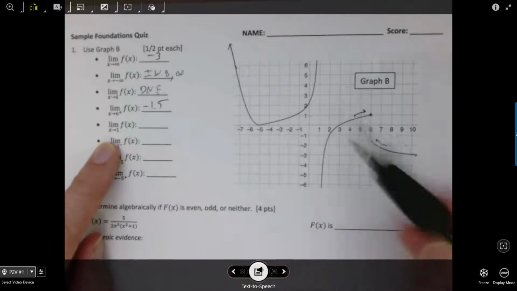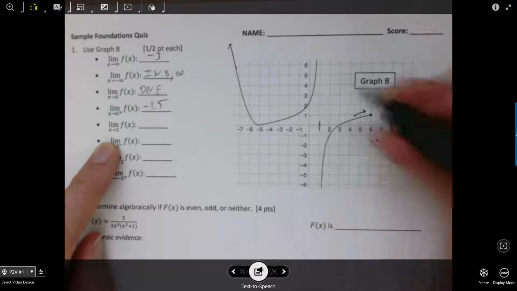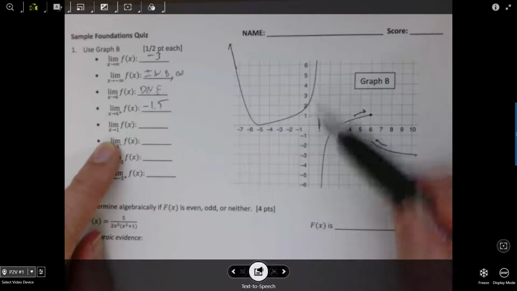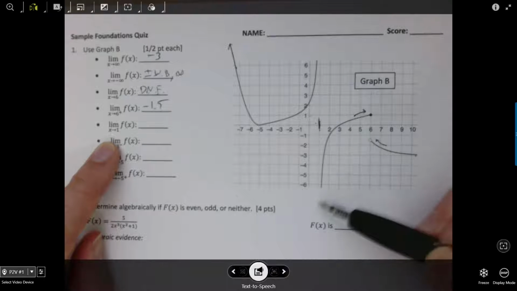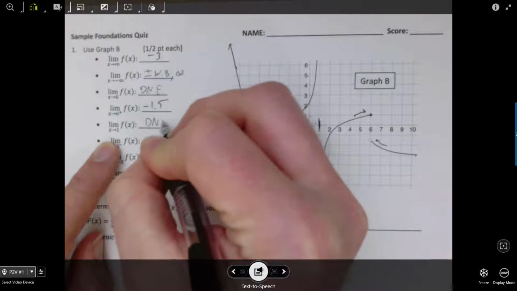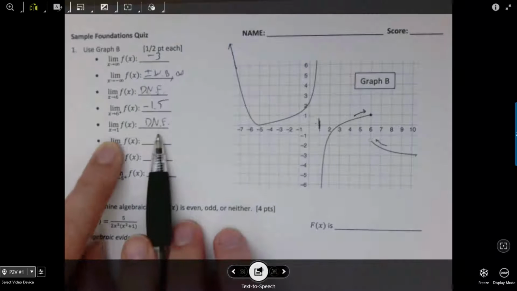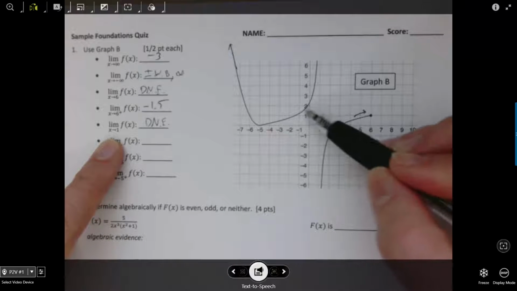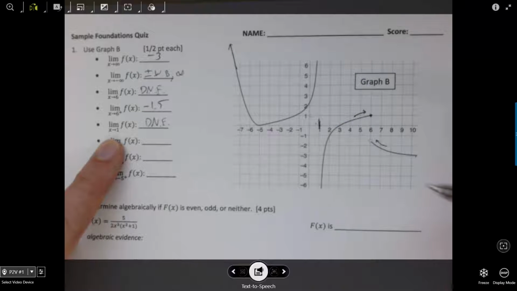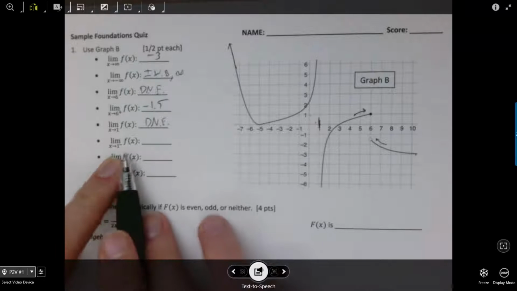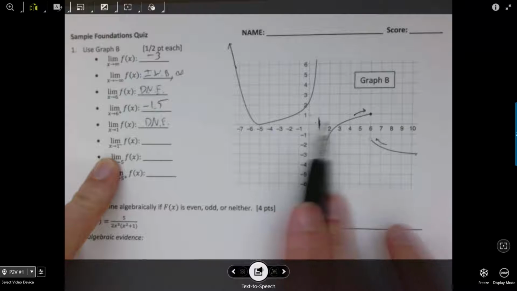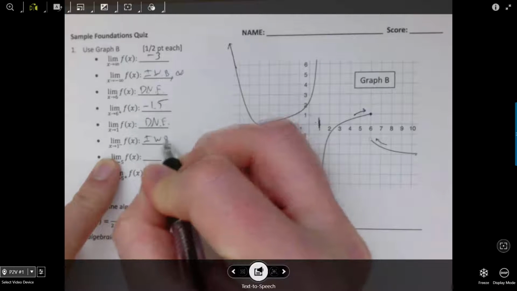Limit as x approaches 1 is right here. And again, this is not defined. From the left-hand side, we're approaching infinity. From the right-hand side, we're approaching negative infinity. So you couldn't actually write increase without bounds or decrease without bounds, because from the left, it's increasing without bound, but from the right, it's decreasing. Because this one isn't saying from the left or from the right, we can't say either. It just doesn't exist overall. Here we're saying what happens when we approach 1 from the negative side, and that's increase without bounds.